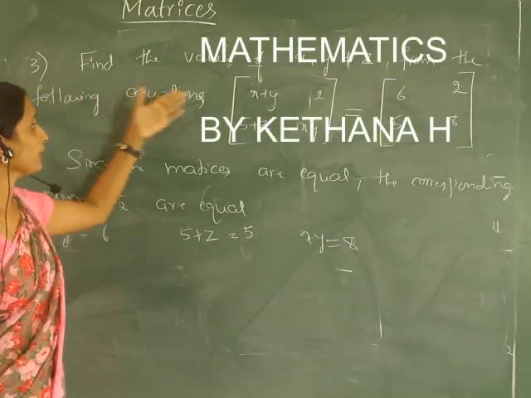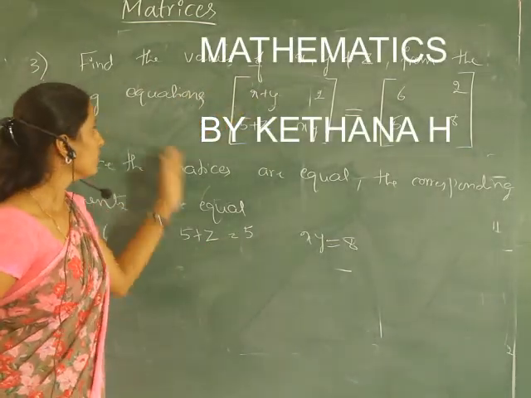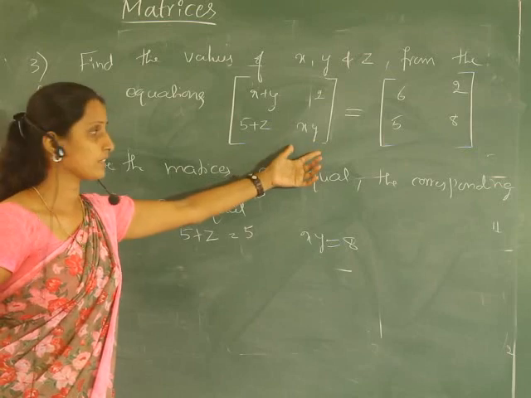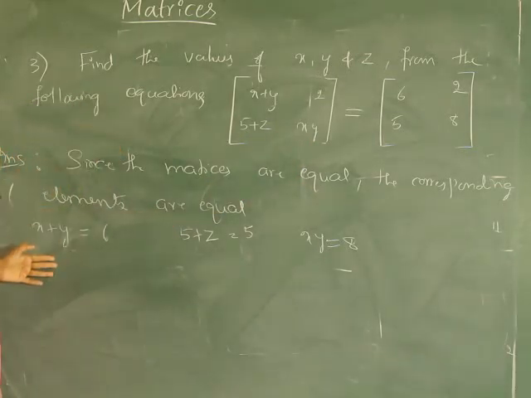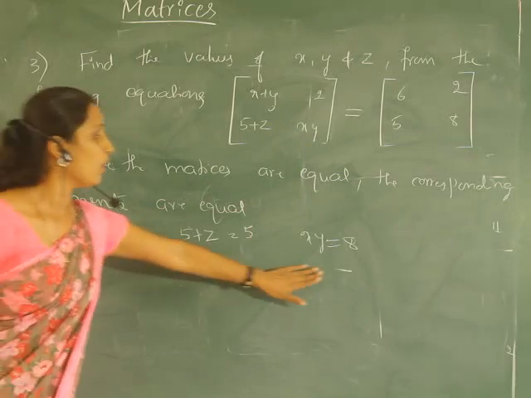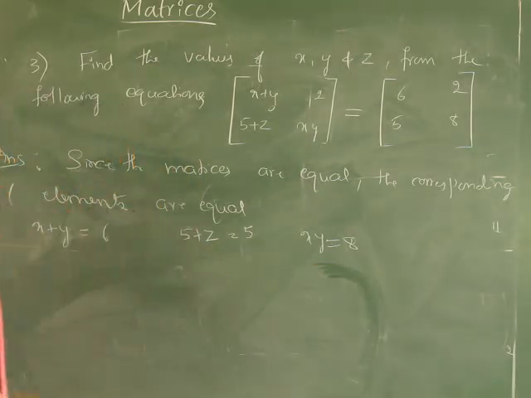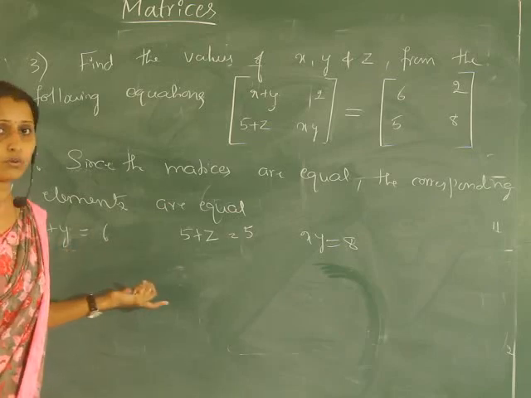The problem: find the values of x, y and z. The equation is given in terms of matrices. Since the matrices are equal, we get these values. Three equations we got, so we'll solve these. x plus y is equal to 6, but there are two unknowns, so we cannot solve it from this alone.